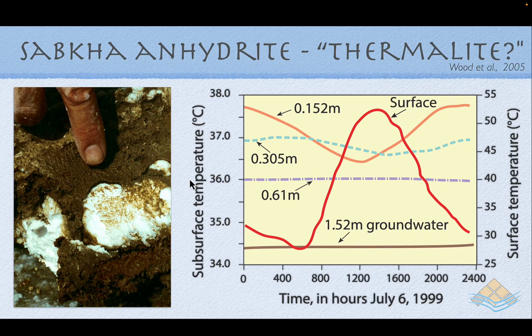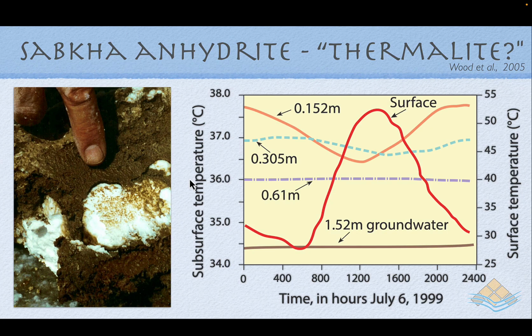Now, there are two scales here. There's the surface temperature scale on the right-hand side of that diagram, and then there's the subsurface temperature scale on the left-hand side of the diagram. The surface temperature scale runs from 25 to 55 degrees. The subsurface temperature scale, much narrower, runs from 34 to 38 degrees.